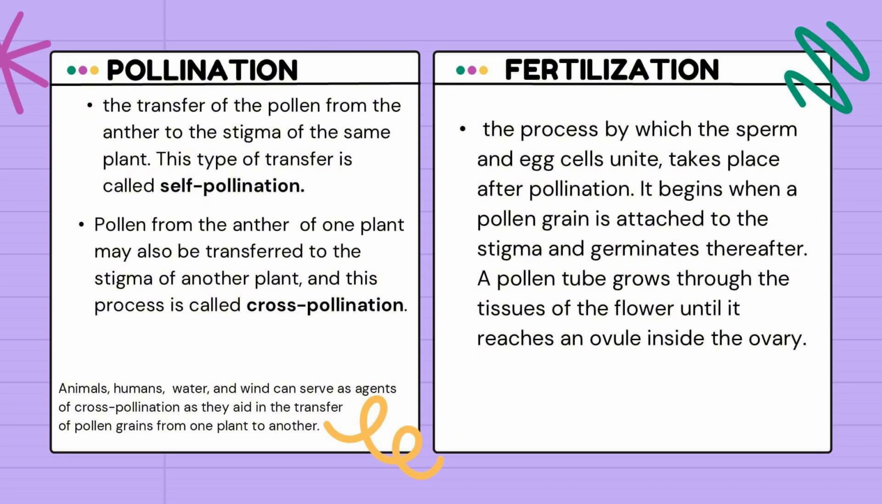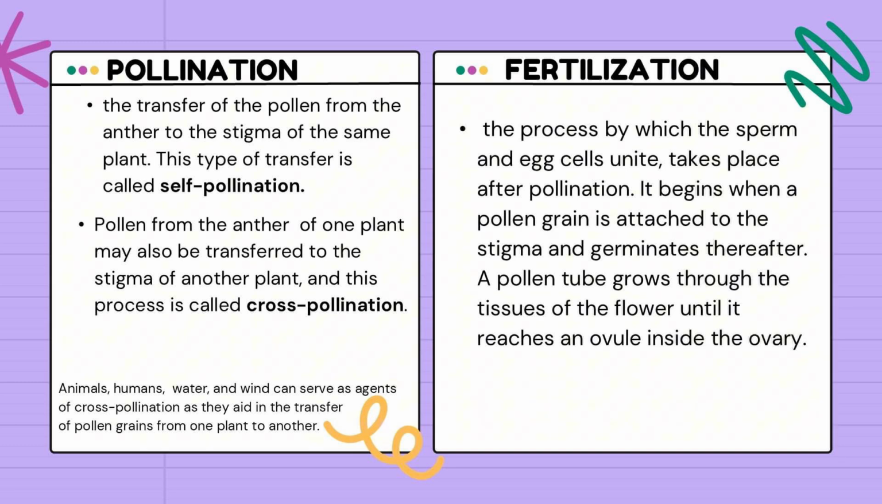Okay? Doon na pumapasok yung tinatawag natin na fertilization. When we say fertilization, it is the process by which the sperm and the egg cell unite and takes place after pollination. So, si pollination pa lang, ibig niyang sabihin, siya lang yung kung paano nakakarating si pollen doon sa mismong pistil. Pero, once na si pollen ay nandun na sa ovary, doon na magsa-start yung tinatawag natin na fertilization.